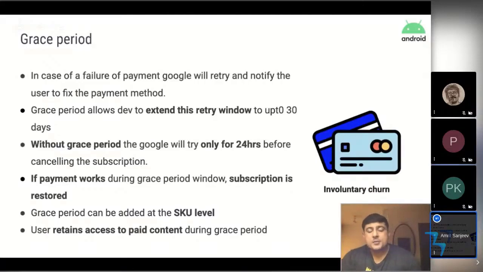Now, grace period can be done at an SKU level. So if you have 5 SKUs or 5 different products in your app, you can have different grace periods for different things. You can have some of them with no grace period, some of them with 3 days grace period, some of them with 7, and some of them with 14, and other options there.